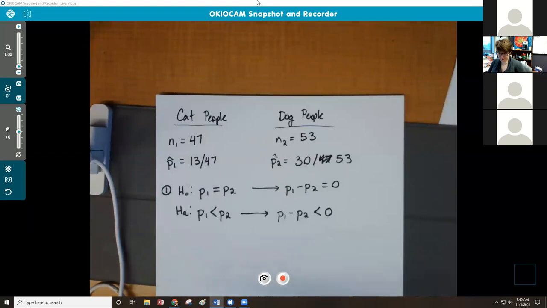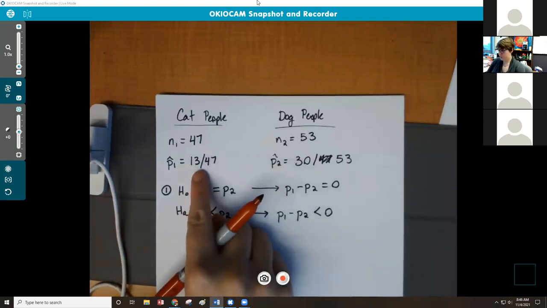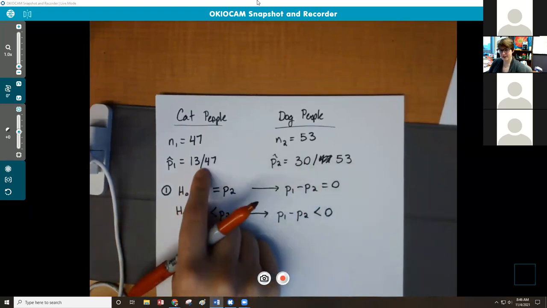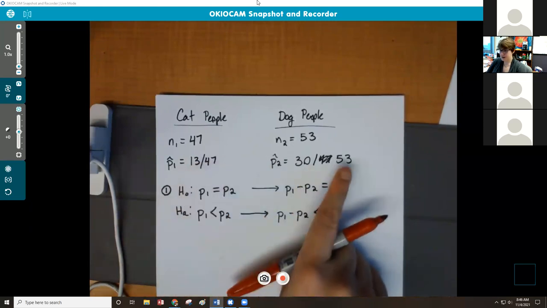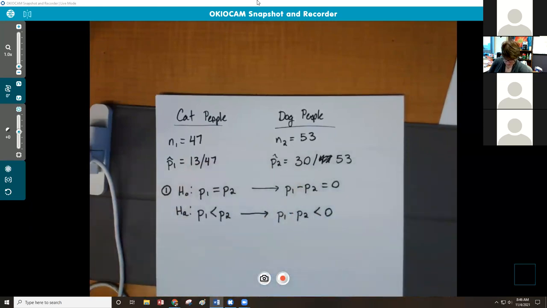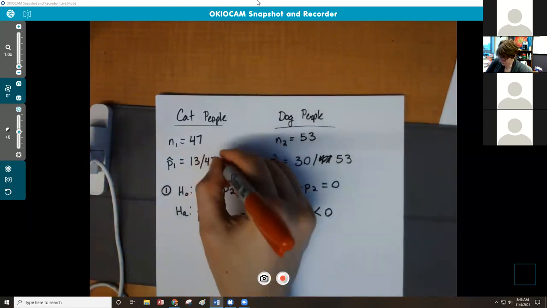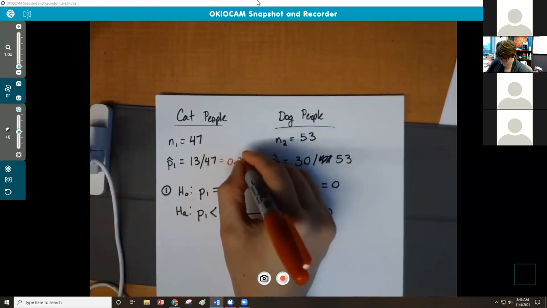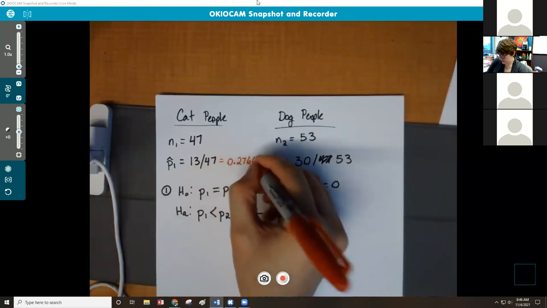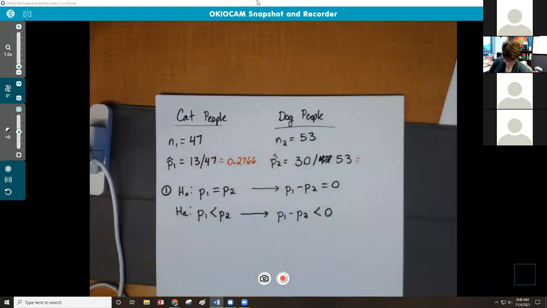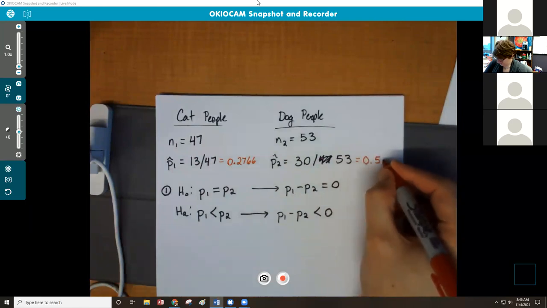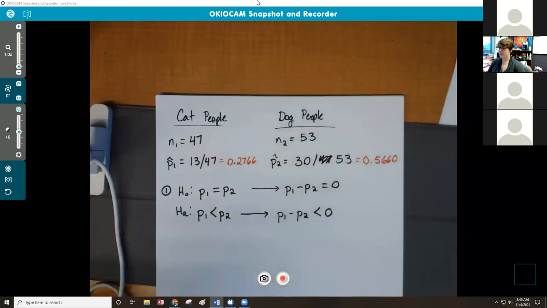Now, before we enter this into the website, the first thing that we need to actually do is figure out what these proportions are in decimals. So we actually need to take 13 and divide it by 47. We also need to take 30 and divide it by 53. So this one is going to be 0.2766. And this one will be 0.5660.